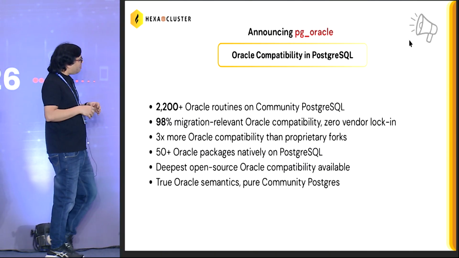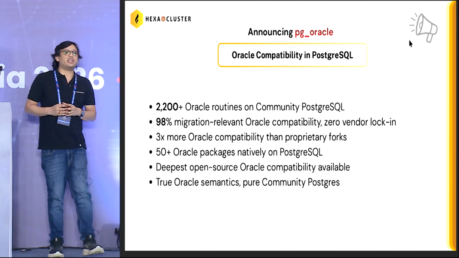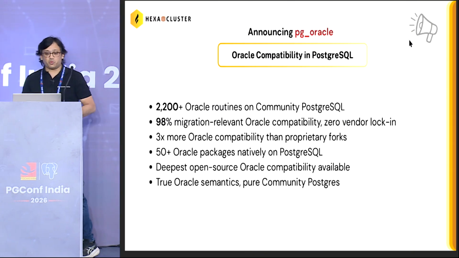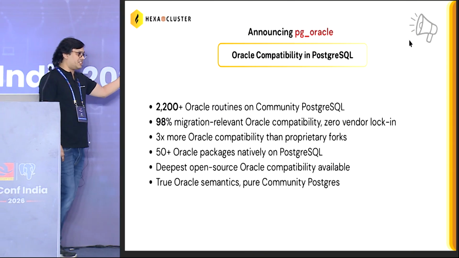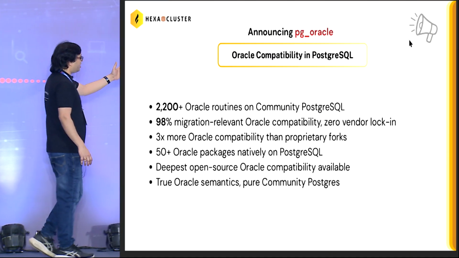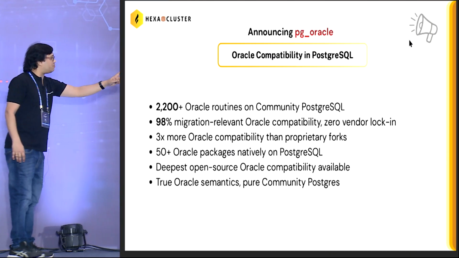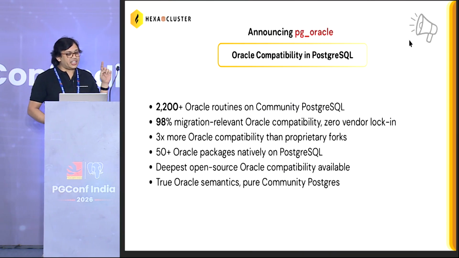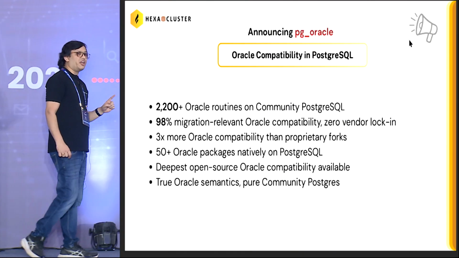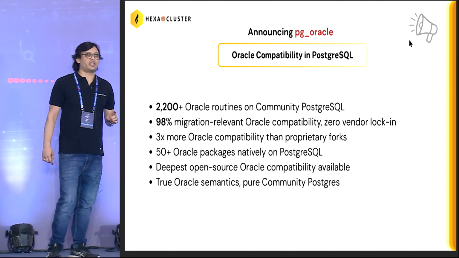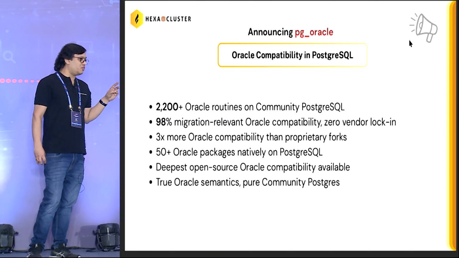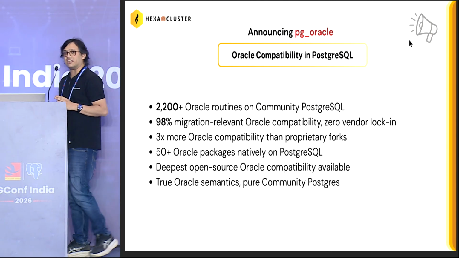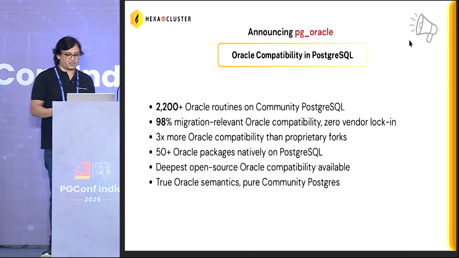But we believe there are a lot of migration-relevant Oracle functionalities that do not exist today, even through Ora2Pg. So we are announcing the PG Oracle extension, which is going to give 98% compatibility to migration-relevant Oracle packages and package routines, and 3 times more compatibility compared to any proprietary fork today that is talking about Oracle compatibility, right? So you are now able to get 98% migration-relevant Oracle compatibility on community Postgres.